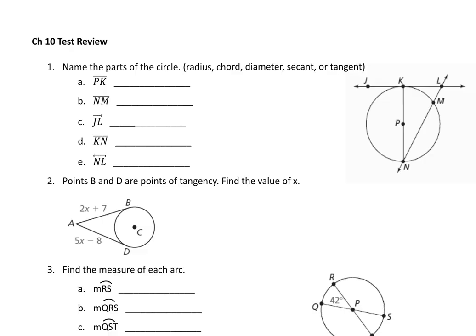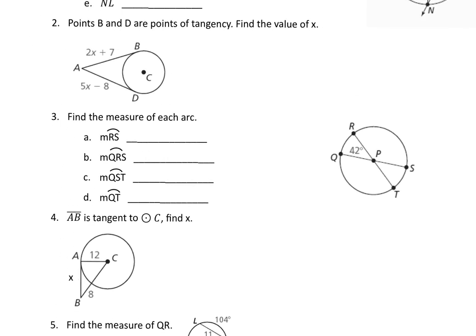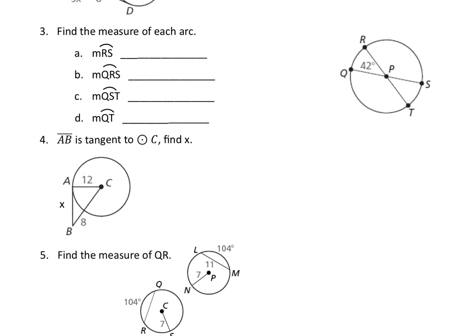On this one here, you have 5 different pieces. All 5 of them are going to be different. So you're going to use all 5 words. You just have to identify which one's which. Okay, the rest of this page I think is pretty straightforward. Finding x, finding some arc measures.